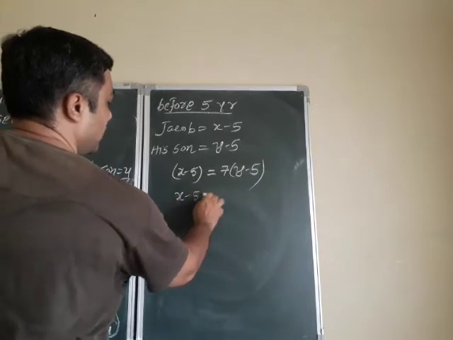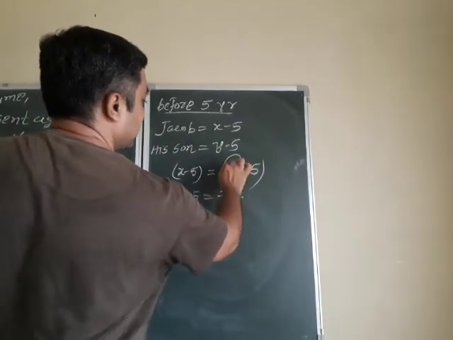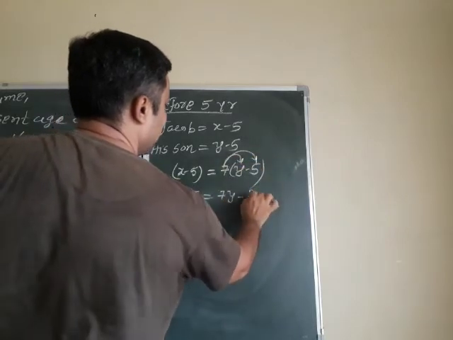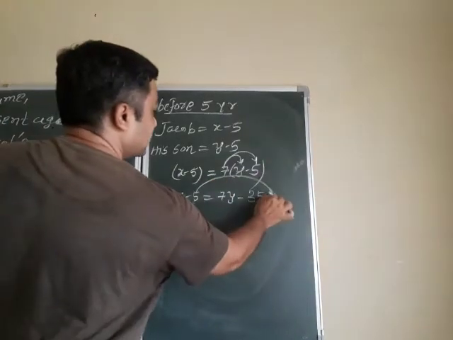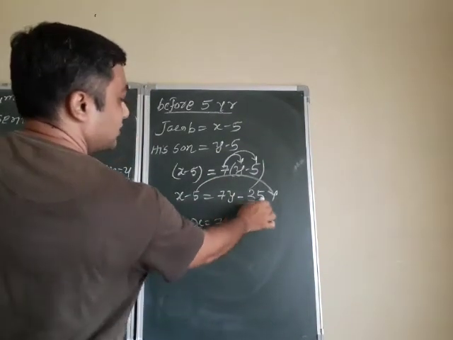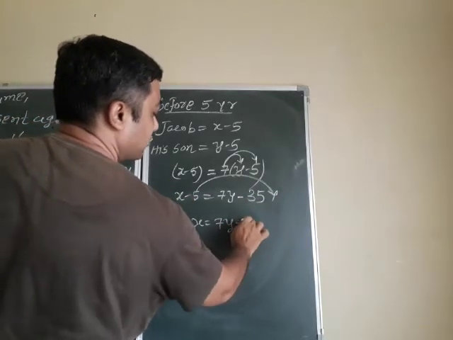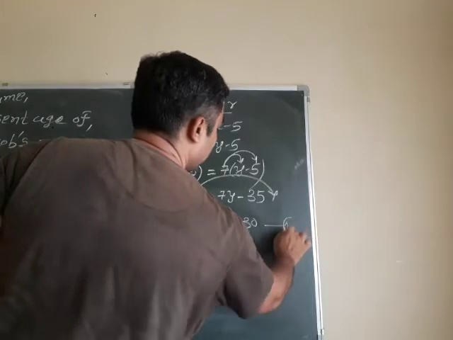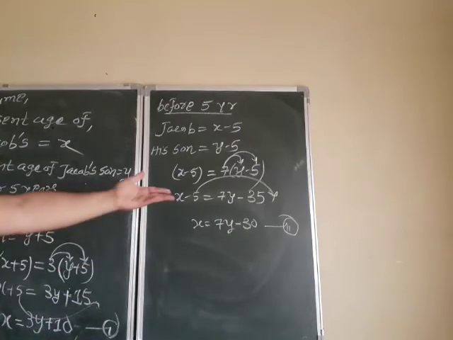So x minus 5 is equal to 7 multiplied here. So this comes 7y minus 7 multiplied by 5, so 7 5s are 35. Right? Now minus 5 on this side, so x is equal to 7y minus 35, and this comes here as plus 5. So minus 35 plus 5 is minus 30. Equation number 2. Now here substitution is very easy because we have solved the equations in the way of substitution.